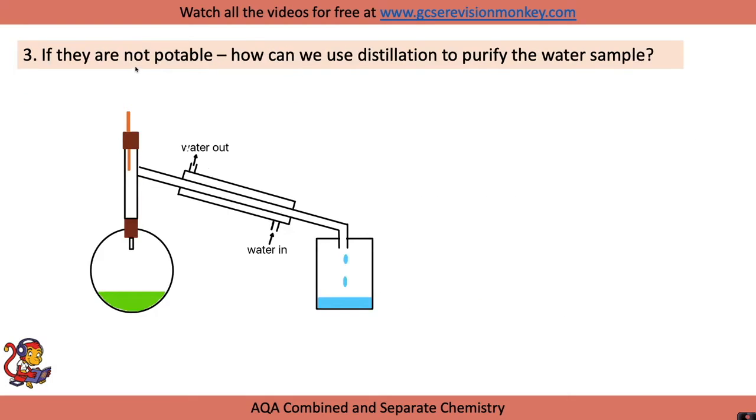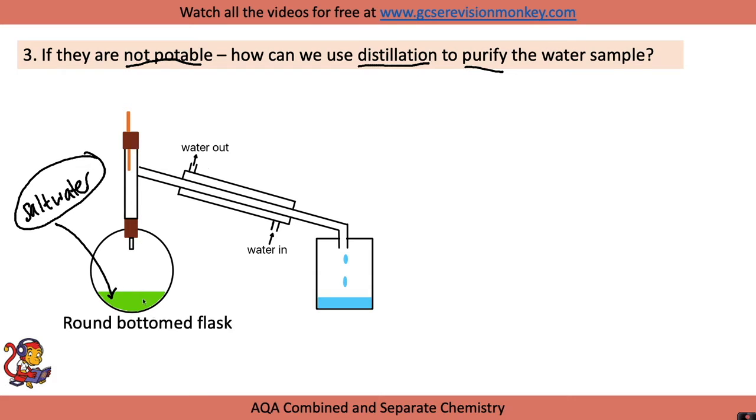So if your water samples are not potable, you can use a process called distillation to purify the water sample. I've just used a different colour here just so we can make it obvious, but let's suggest that in here we put our salt water, because this is what many countries, such as Saudi Arabia, would do because they don't have much rainwater. And this will allow them to access drinking water from their normally non-potable salt water.